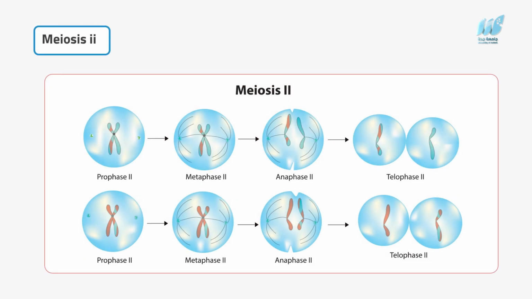The second cell division in meiosis is meiosis 2. It's the same as an ordinary mitotic division. Each chromosome, which exists as a pair of chromatids, becomes aligned along the equatorial plane and then splits, leading to the formation of two new daughter gametes known as spermatids or ova.